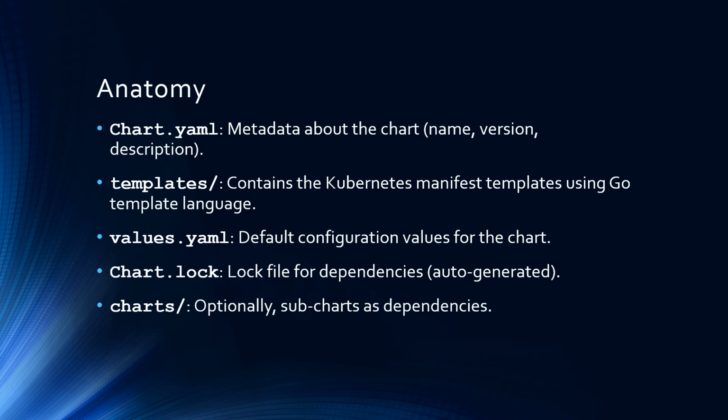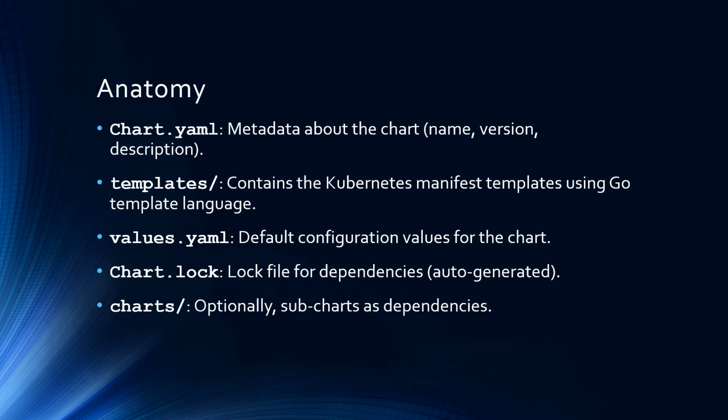The templates directory is where the real magic happens. This is where you store your Kubernetes manifest templates using Go template syntax. These templates can reference values from your values.yaml file, use control structures for conditional resource creation, implement helper functions for common patterns, include partial templates for reuse.